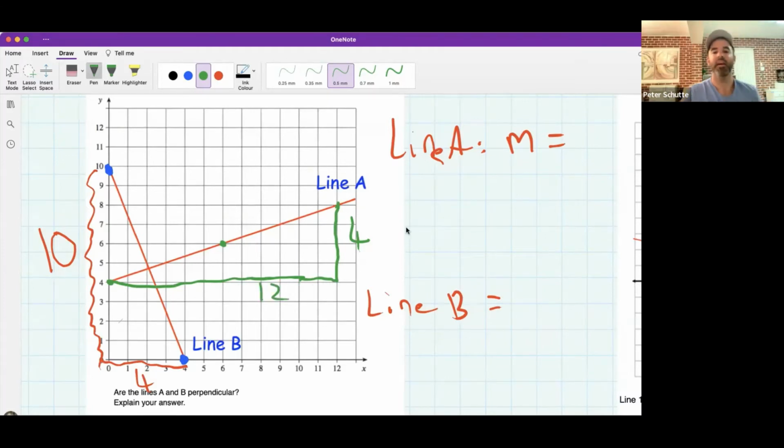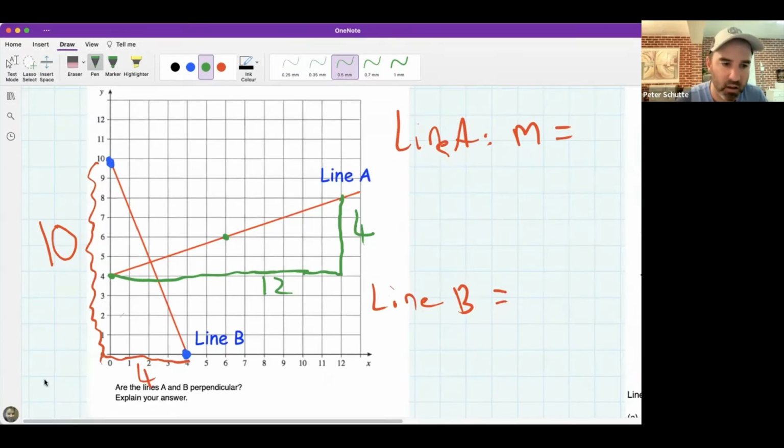Okay, so what we see for line A, I'll move so you can see the bottom of the thing. It's 12 across, 4 up. So the change for A is 4 over 12, or 1 over 3. So that would be the gradient I got for line A.